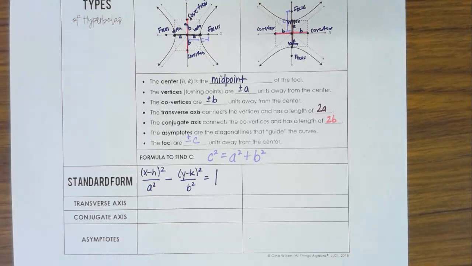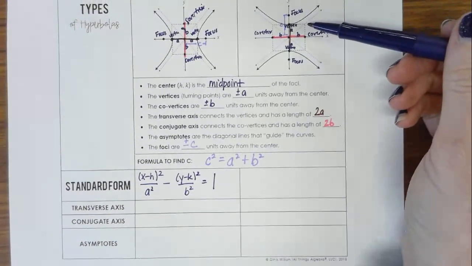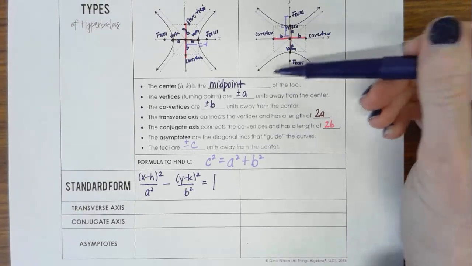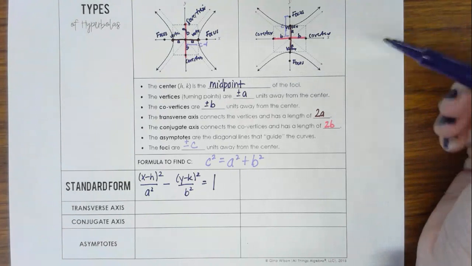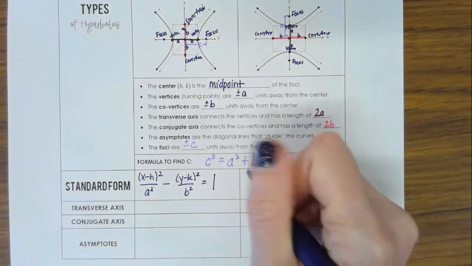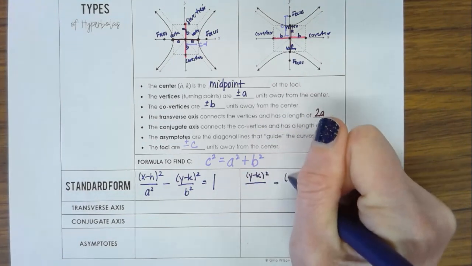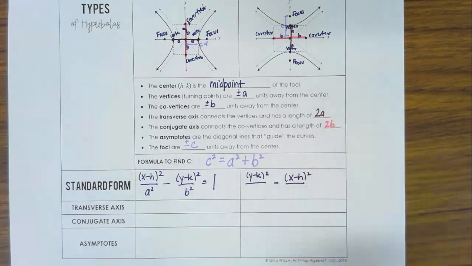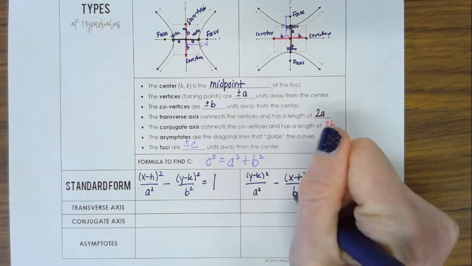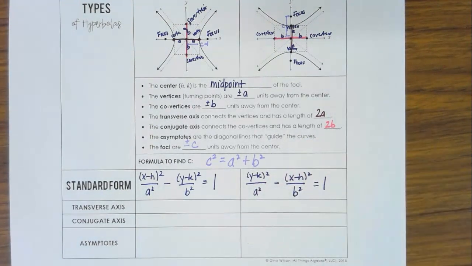But when we have a vertical transverse axis and my branches are opening up and down, what we're going to do is put the y quantity first. So that's the biggest difference between a hyperbola and an ellipse. We know that in an ellipse, it always is x minus h quantity squared in the numerator of our first fraction, but in a hyperbola, that's not always the case. And the other main difference is that we're also allowing the y to go first, our denominators stay a squared and b squared.